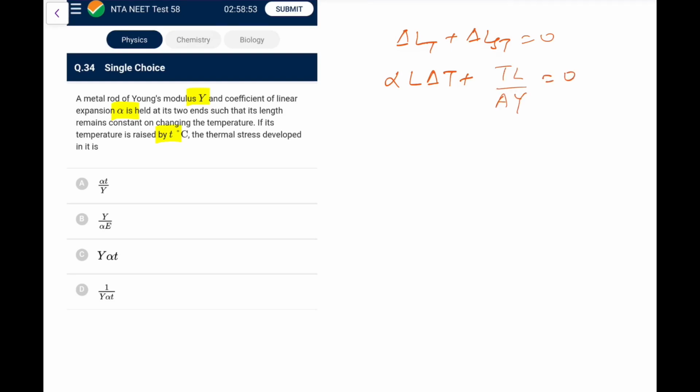So what you need to know, the tension developed or the stress developed, T by A, would be equal to minus alpha Y delta T. That is going to be the answer. Delta T means the temperature change. So this is alpha Y small t. That is what we can write. Go for option C. That is the appropriate one.